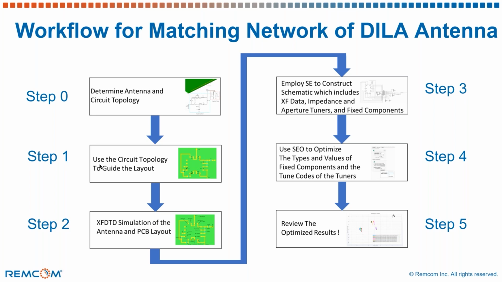Step 1, we'll use the circuit topology to guide the layout. Step 2, we'll run an XFdtd simulation of the antenna and PCB layout. Step 3 is we'll employ our schematic editor to construct a schematic which includes the XF data, the impedance and aperture tuners, as well as the fixed components. Then we will move over to our circuit element optimizer to optimize the types and values of the fixed components and the tune codes of the tuners. And then lastly, we'll review our optimized results.